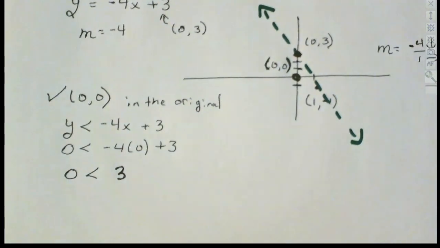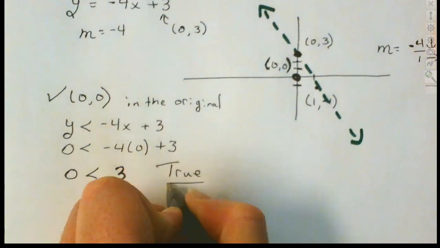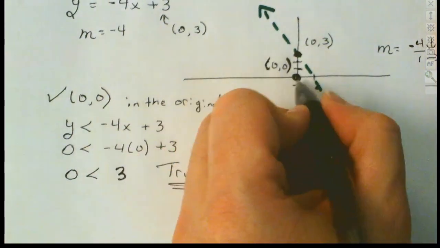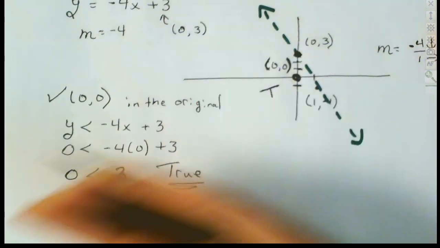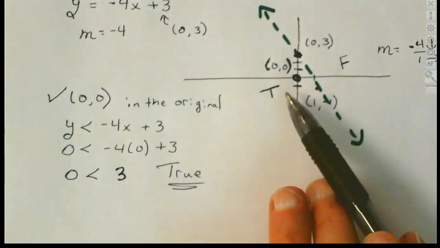Now, with inequalities, you've got to do one more step. You've got to shade. We plugged in our 0, 0 back into the original, and we got this. Now, is 0 smaller than 3? Is that going to be true or false? Is 0 smaller than 3? Well, 0 is smaller than 3, so this is going to be true. What that means is 0, 0 is true, and the other half is false. The line divides. So 1/2 is true, 1/2 is false.